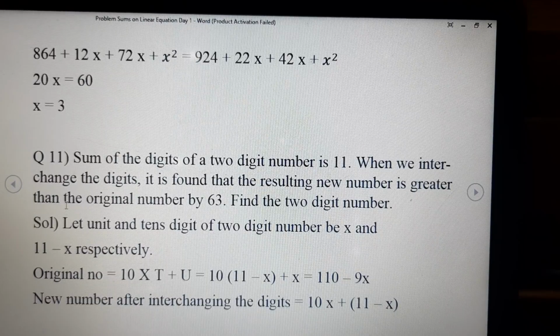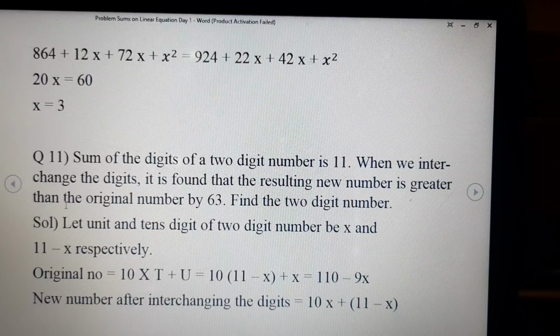Question number 11. They are saying the sum of the digits of a 2-digit number is 11. 2-digit number. Unit and tens. So if unit digit is x, then tens digit will be 11 minus x. Clear? Sum of digits, unit digit plus tens digit is equal to 11. I have considered unit digit as x. If unit digit is x, then tens digit will be 11 minus x.